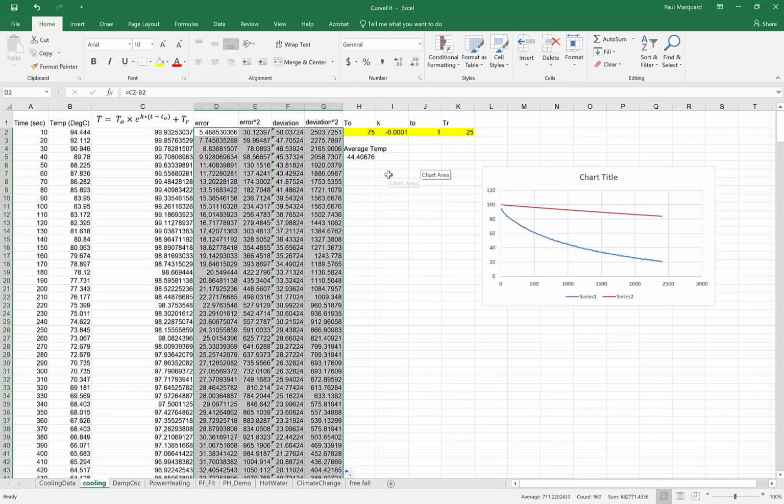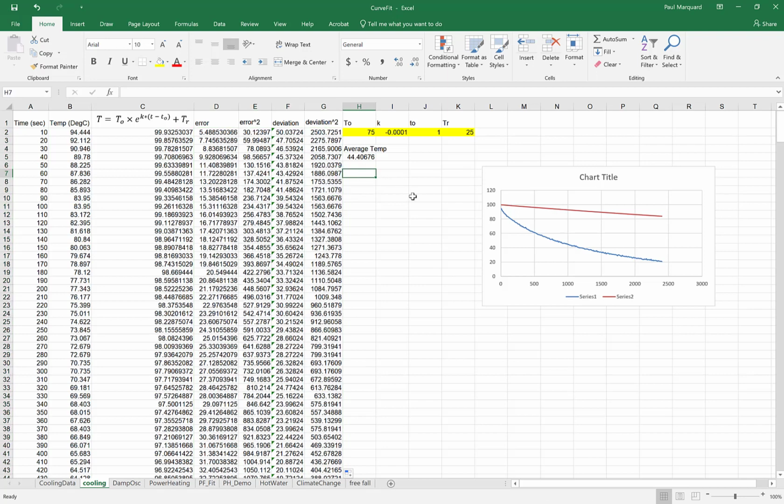And then remember R squared was just 1 minus the sum of the squared errors and the sum of the squares. So before I can do R squared, I need the sum of the squared errors, and that's just going to be all of this cell added up.